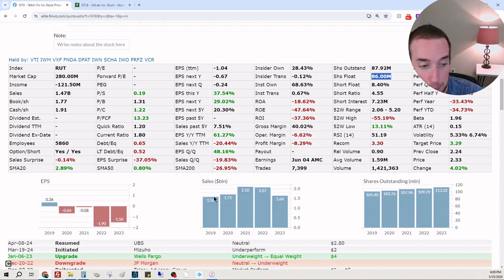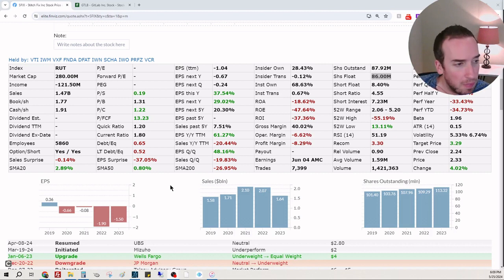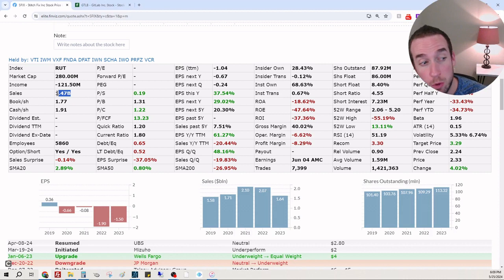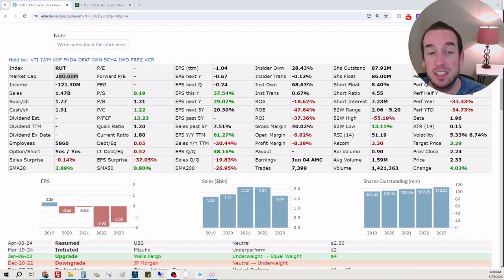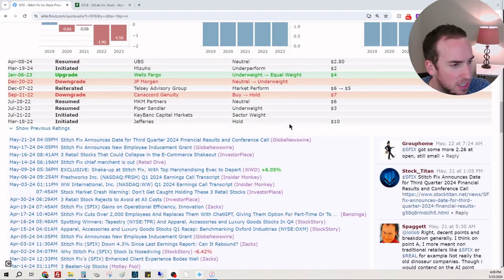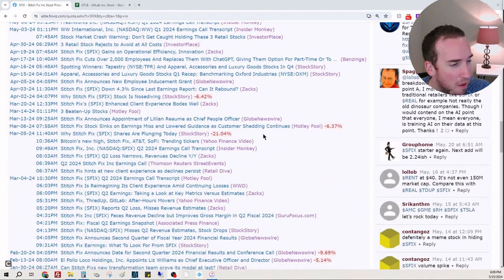Sales, it looks like they peaked in 2021 and it's kind of coming back down. Excuse me, sorry, I have some cough drops in my mouth. EPS looks like it could be rounding the turn here. So what I want to do, just looking at this, they do 1.47 billion, but their market cap is 280 million. So this company could be getting severely overlooked. We're going to look at guidance for this year.